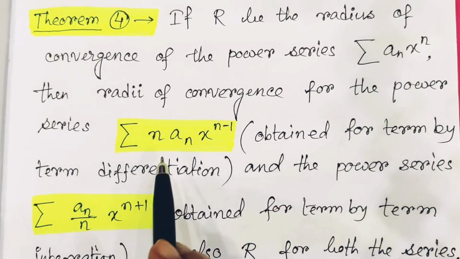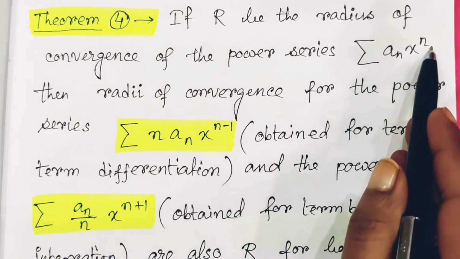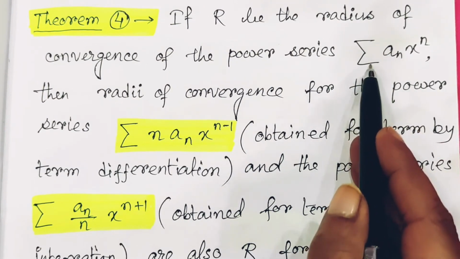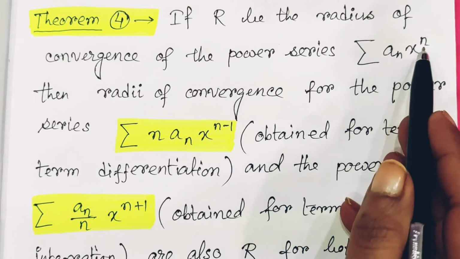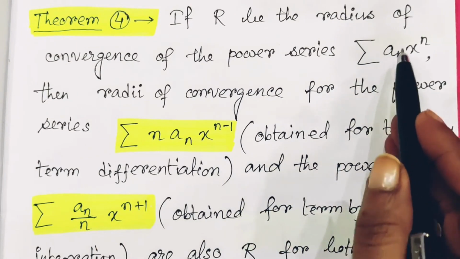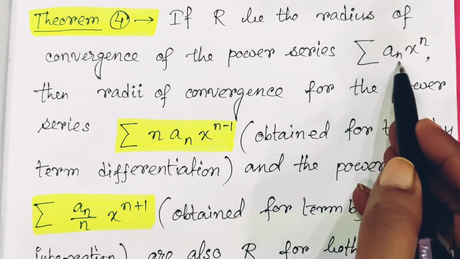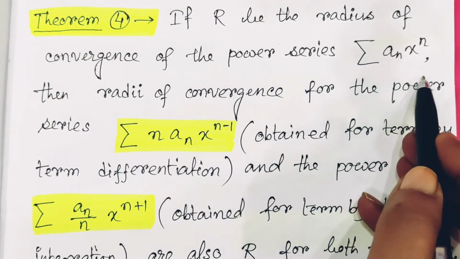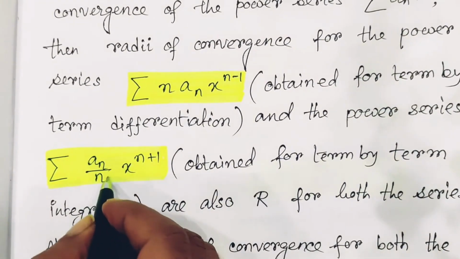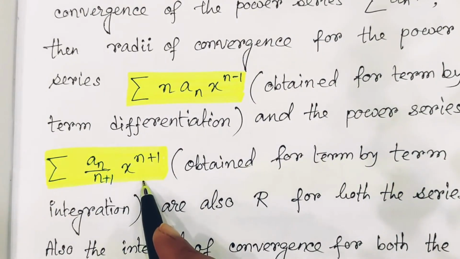Let me first tell you what these two series are and how we find them. Our given power series is summation a_n x to the power n. If we do term by term differentiation, we get n a_n x to the power n minus 1, and accordingly we get this series. Similarly, if we integrate term by term, we get a_n x to the power n plus 1 divided by n plus 1. So just look, here it is. This is n plus 1, and this is what we get after integration.